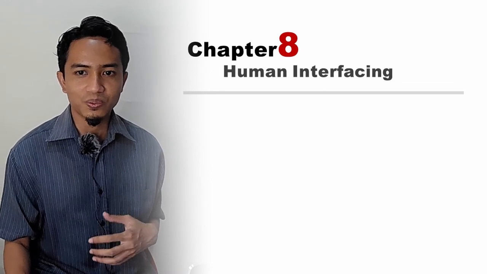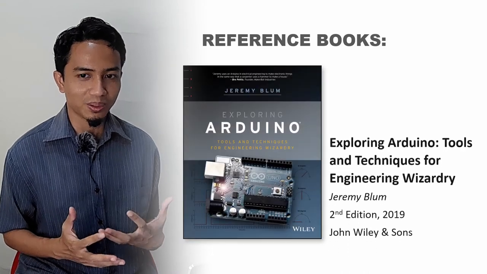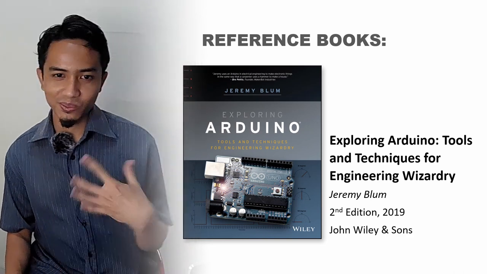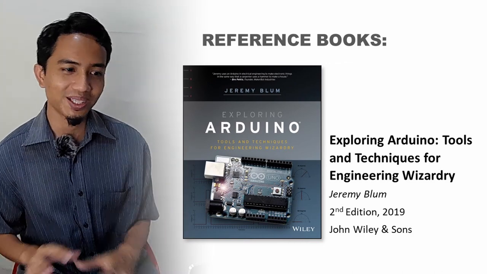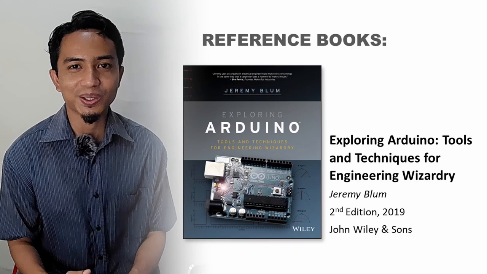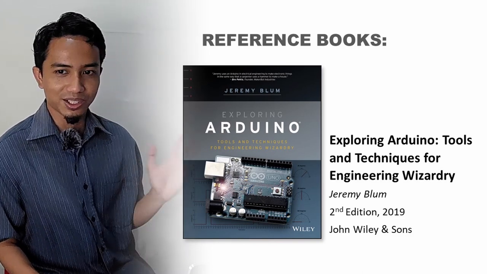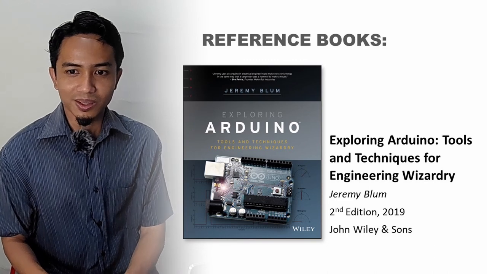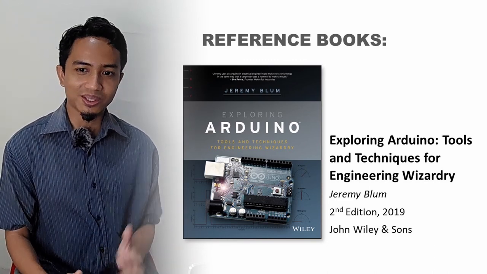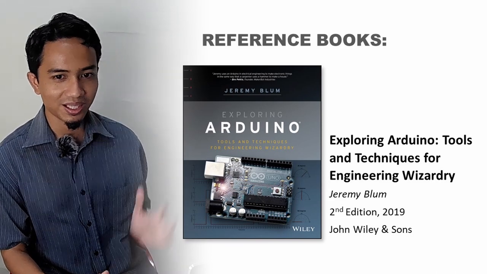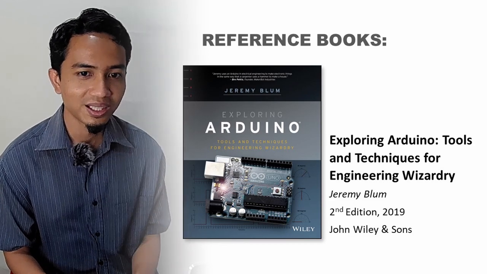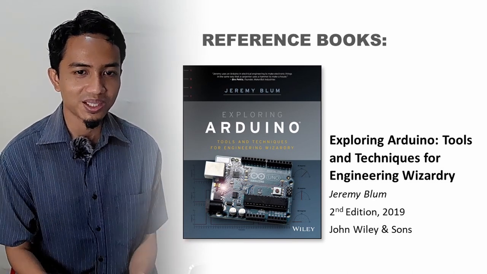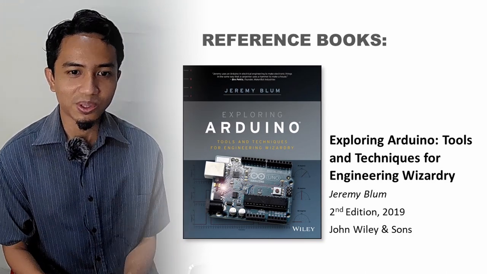And if you would like to get the real reference book for this course, the one that I showed you previously is not the real reference book, that is just a promotion for my book. The real reference book you can get is Exploring Arduino: Tools and Techniques for Engineering Wizardry by Jeremy Blum, second edition, 2019, by John Wiley and Sons. You can get this book because the lectures and all the tasks here are based on it. If you want to know some tasks that I did not discuss or show to you, you can find them in this book.